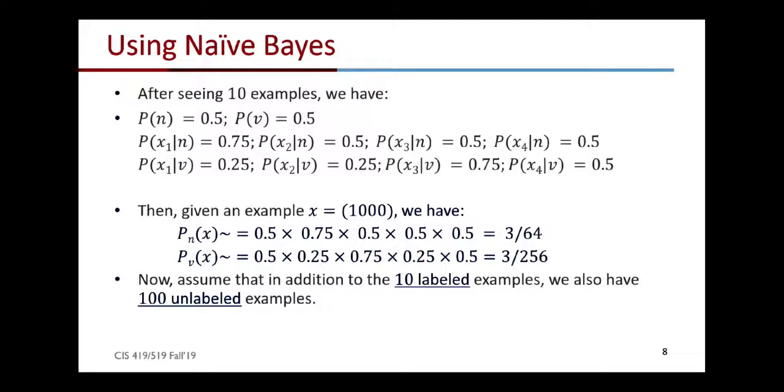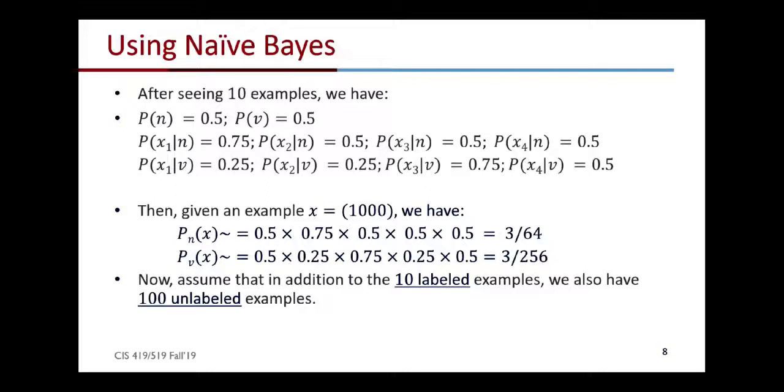Then we ask the question, what happens if in addition to these 10 labeled examples, I also give you a lot of unlabeled examples? And this is really an important example because it's realistic. In many, many situations, it's very easy to get unlabeled data, not so easy to get labeled data. So how do you gain from this?